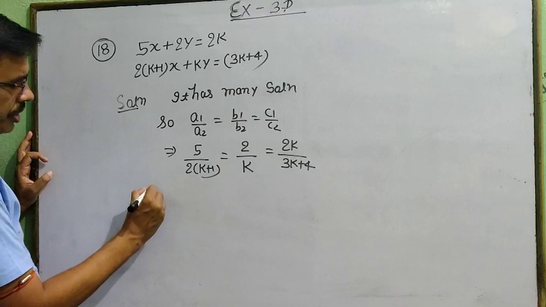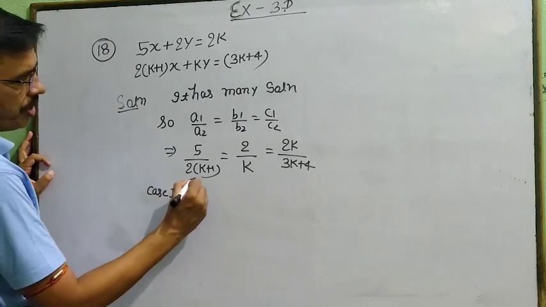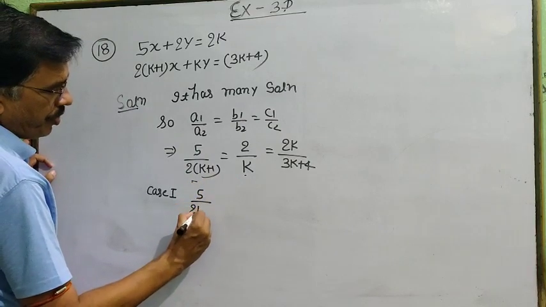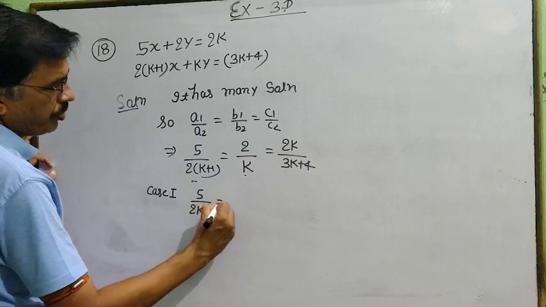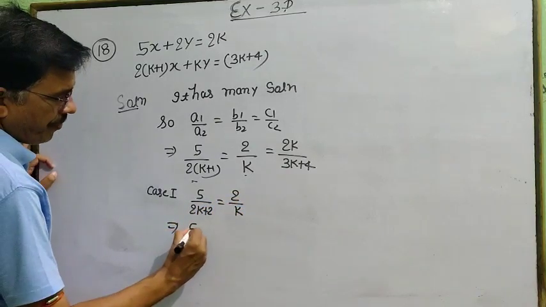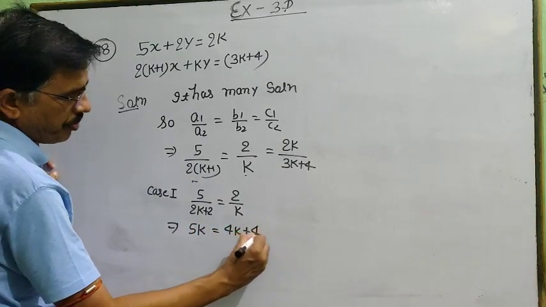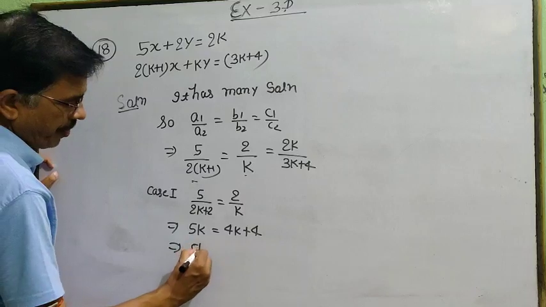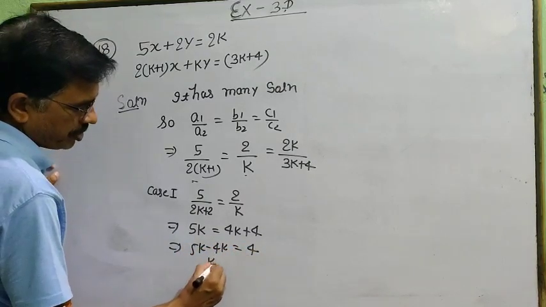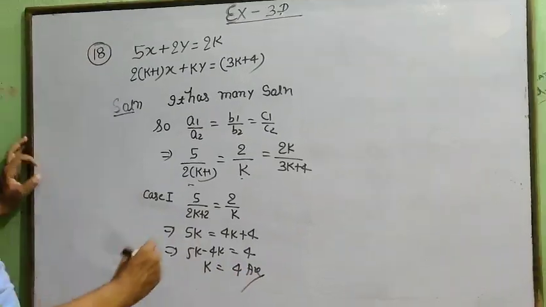There are three cases you can solve. Case first: first, take these two parts. That is 5 by 2k plus 2 is equal to 2 by k. Then 5k is equal to 4k plus 4. Then 5k minus 4k is equal to 4. So k is equal to 4. It is the answer to the first case.